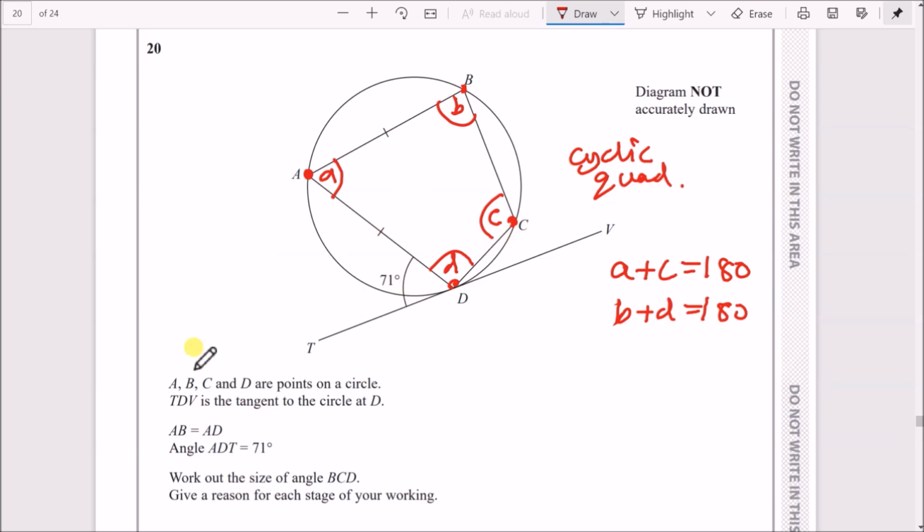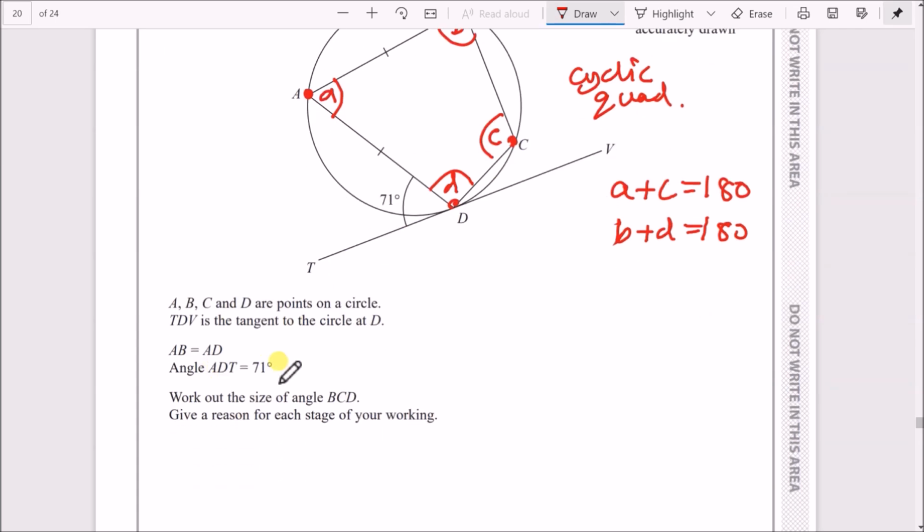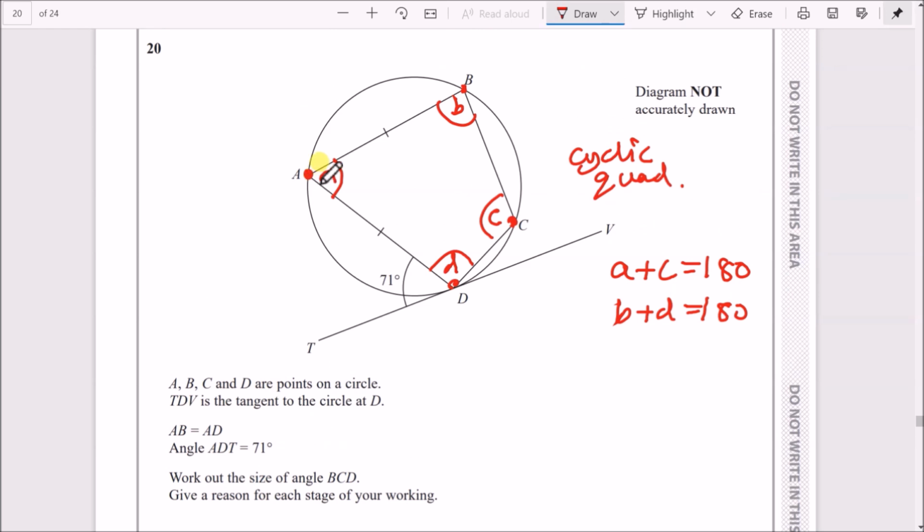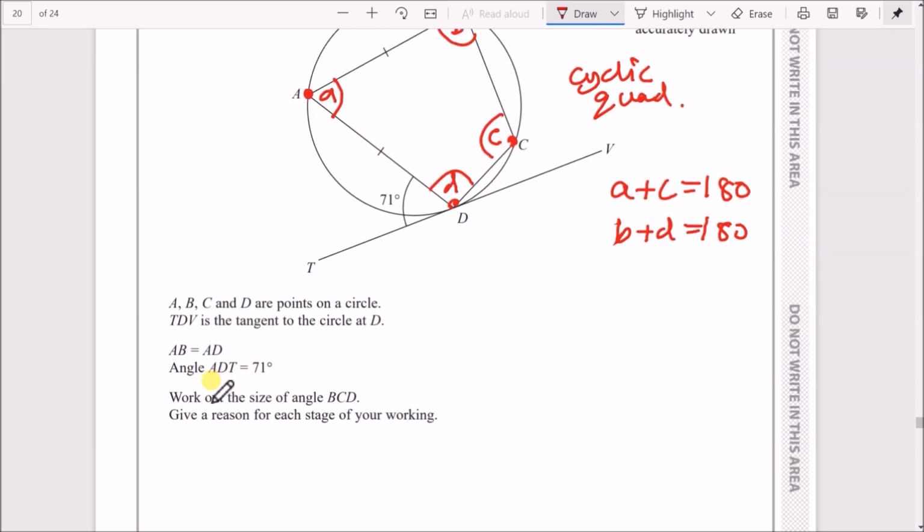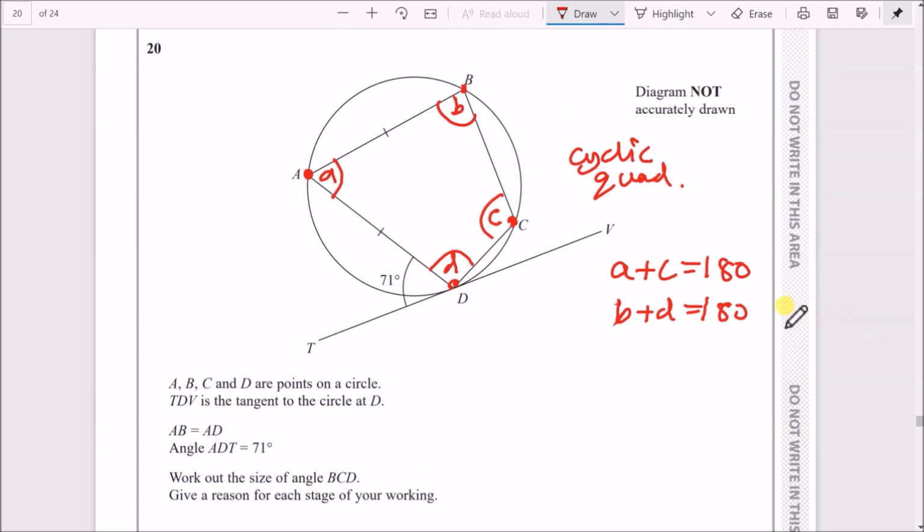Now, according to the info, it says A, B, C, and D are points on a circle. TDV is a tangent to the circle. So tangent means it touches at one point. So we can see that this is angled at 71. Okay. The length of AB equals AD, so we saw that earlier. Work out the size of angle BCD and then give a reason for each stage of your working out.